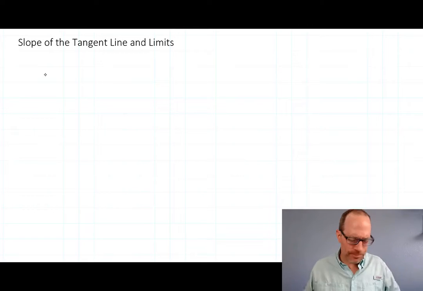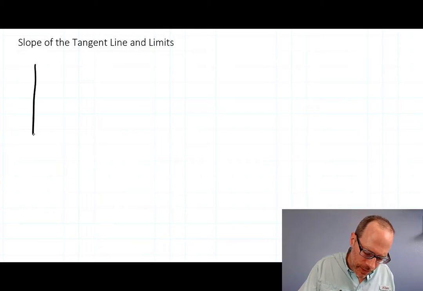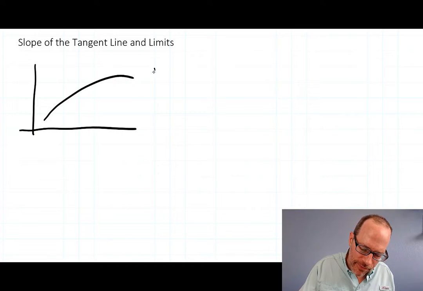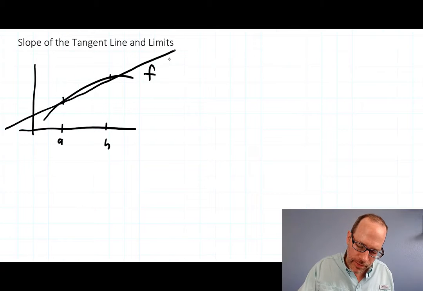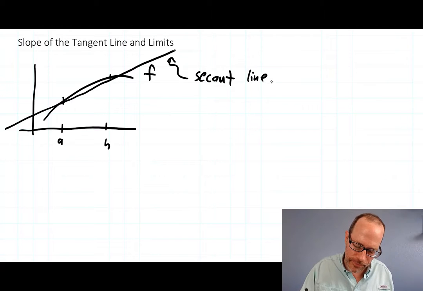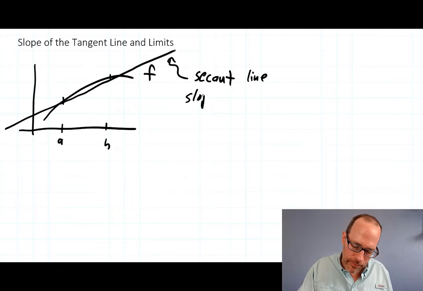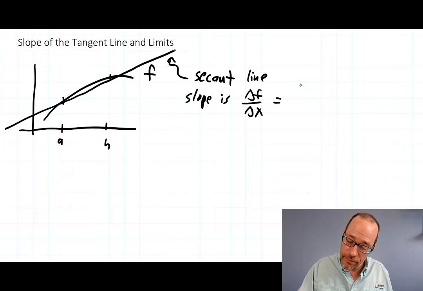All right, so first of all, if you have a function f and you look at its graph, this is called the secant line. If you take 2 points, connect them, that line there is called the secant line. Okay, and its slope is just the change in f all over the change in x. So what that means precisely is f at b minus f at a all over b minus a.